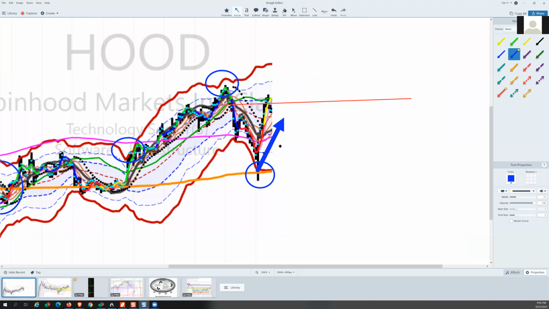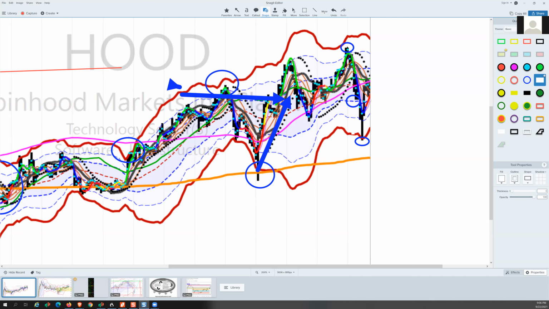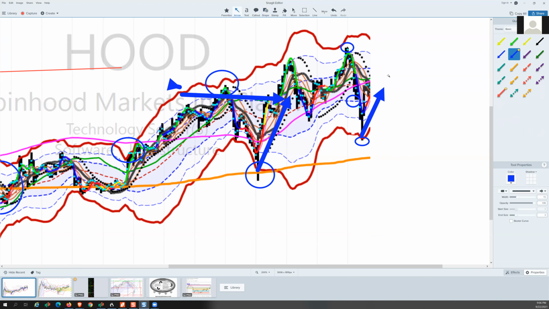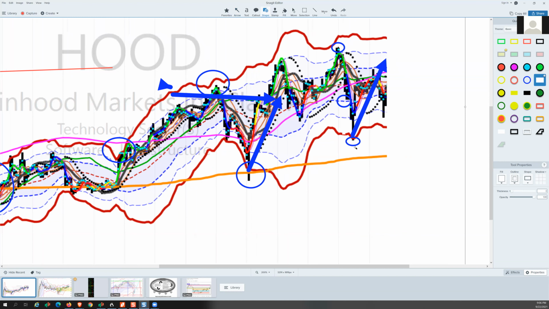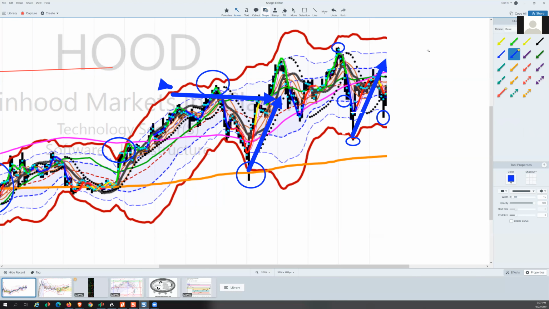Now we have kind of another exaggerated move. It pushed the Z3 boundaries up here, came all the way down to Z-1, came all the way down to Z3 once again. Extreme condition. Sharp recovery and reversal. Came all the way back down almost to Z3. Another sharp reversal happening.